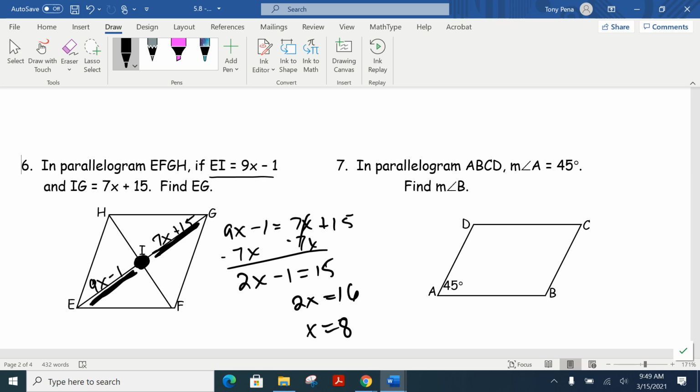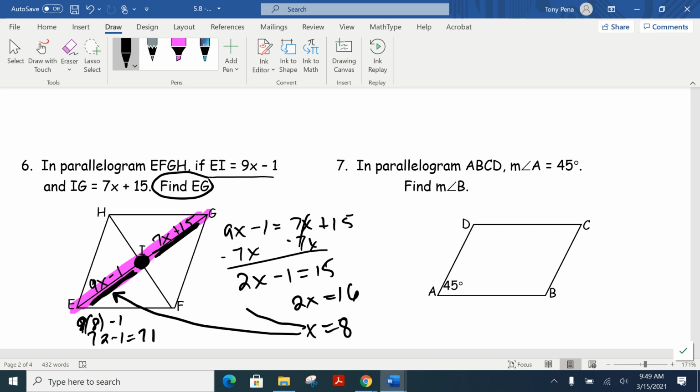Again, tomorrow, Thursday, when we're doing these little assessments, make sure you answer your question. Yes, X is 8. But the question is asking you, what is the length of E to G? E to G is the full diagonal here. So that's what we ultimately need from there to there. So if I were to take 8, plug that in, 9 times 8 would be, well, let's do it first, and then minus 1. So that's 72 minus 1. So this segment is 71.